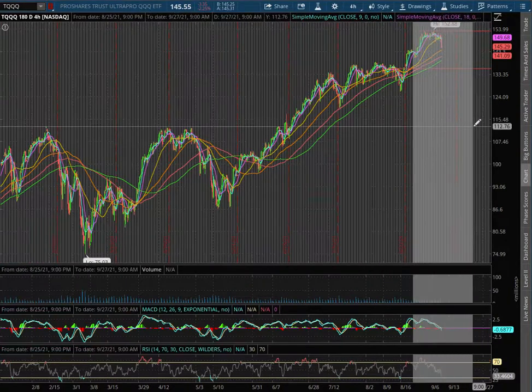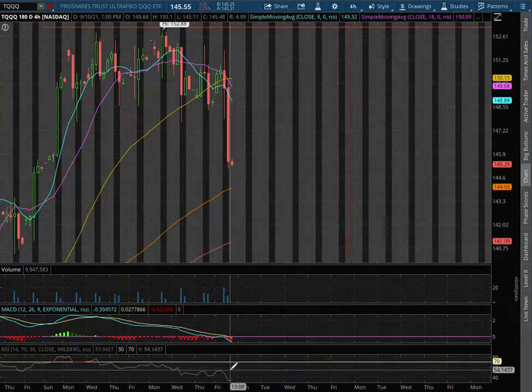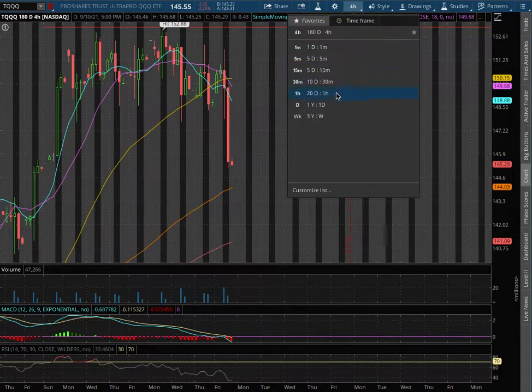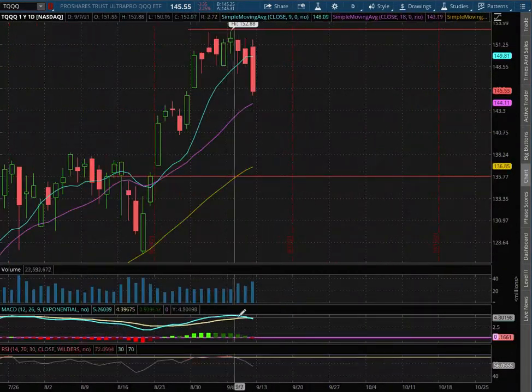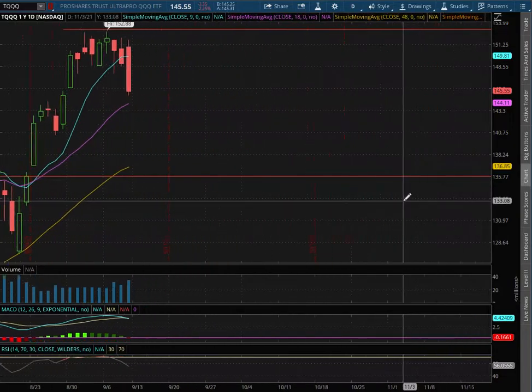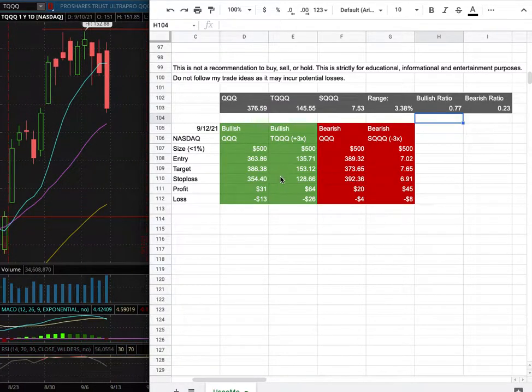With the 4-hour chart, we are dipping into negative MACD territory and nearing oversold levels with the RSI. As with the daily chart, we remain in positive MACD, but we're seeing signs of a divergence. As with the trade idea, my position size for TQQQ is less than 1% of my portfolio.